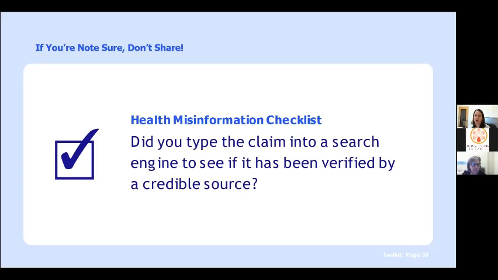And next, try typing the claim into a search engine like Google to see if it has been verified by a credible source. So take the information that you find in, let's say, a social media post, and do a search for it online to see if you can find a resource to back up that claim. Oftentimes on the web, you can find that certain claims, posts, memes, photographs, things like that have been debunked. So there are lots of good resources out there to help you check the credibility of a source, and it's always good to do that.